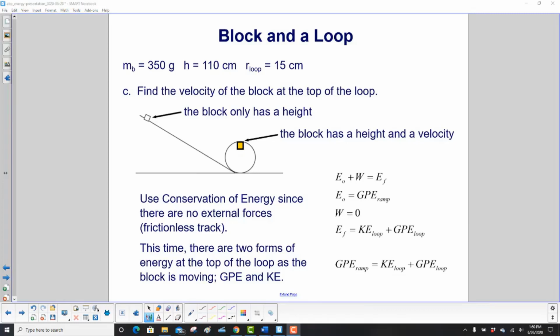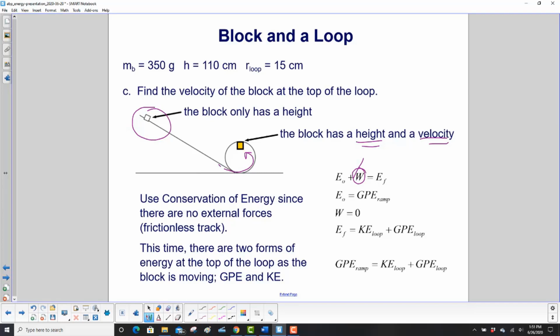Now we need the velocity at the top of the loop. So when we started, the block only has a height. It's not moving. When it comes here and goes up to the top, it has both a height and a velocity. It's still moving. So we're going to use conservation of energy again. There are no external forces, so the work will be equal to 0. And this time, there are 2 forms of energy at the top of the loop. We have GPE and KE.